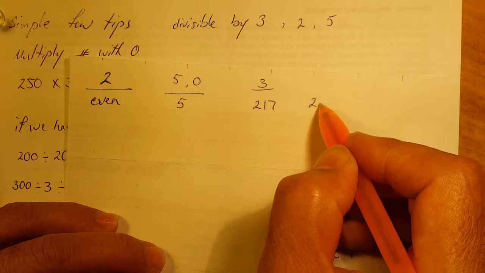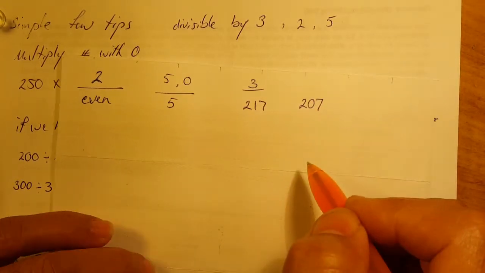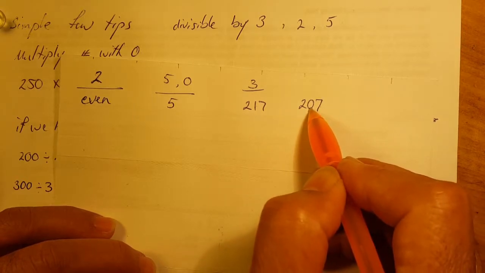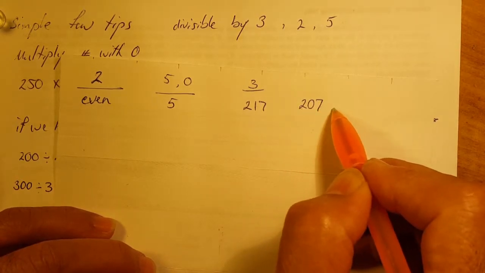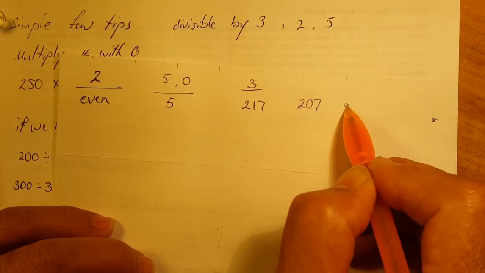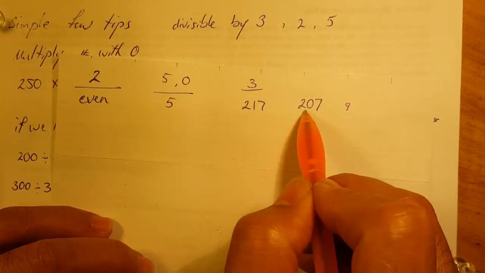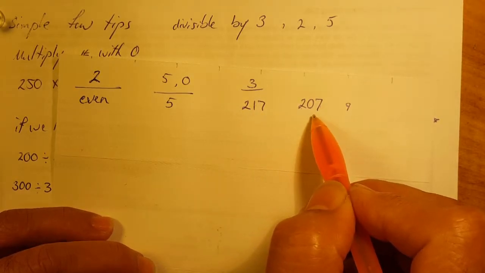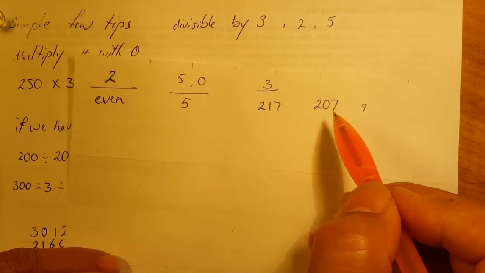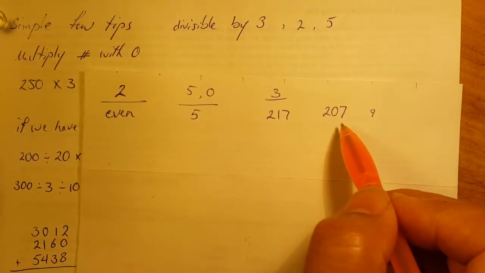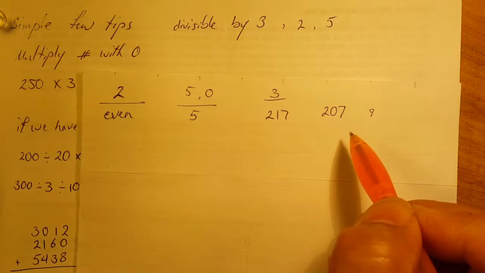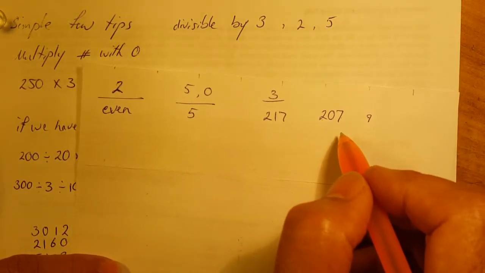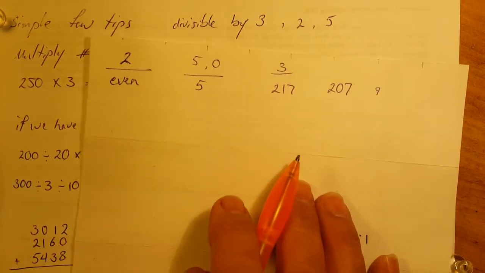But for example, if I say 207, if I add the digits of this number, 7 plus 0 plus 2, the sum of these 3 is 9. 9 is divisible by 3, so 207 is divisible by 3 too. So that's the point. It may be new to you guys, and it can be useful in division and multiplication.